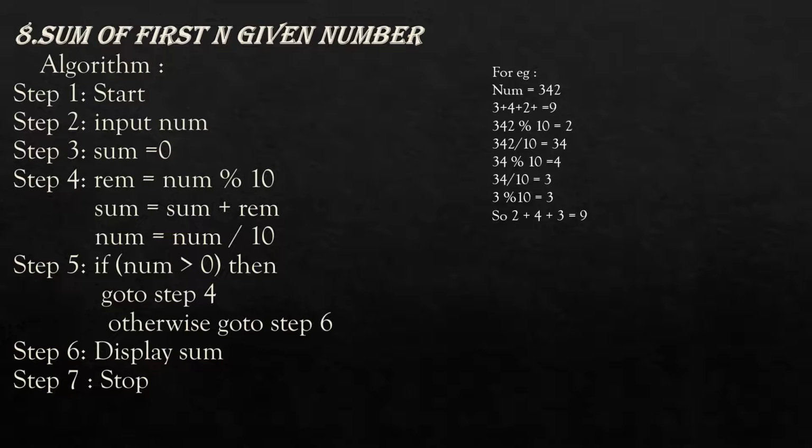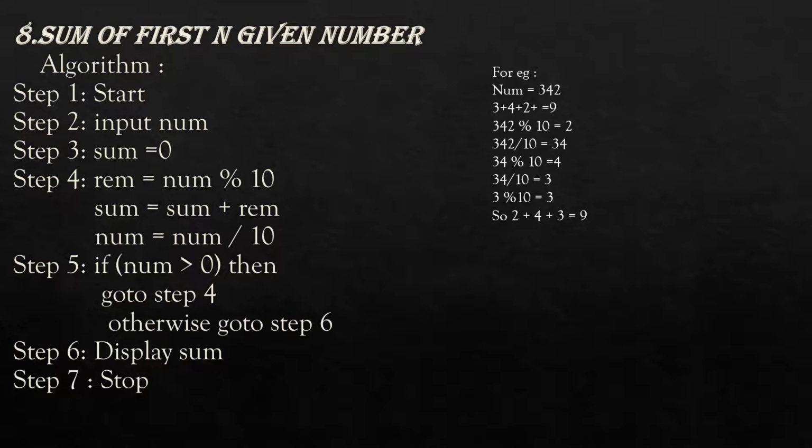Now remainder equals num mod 10. 34 mod 10 is 4. Now 4 will be stored in remainder. Now sum equals sum plus remainder. What is sum? Sum is 2. 2 plus remainder 4, 2 plus 4 is 6. 6 will be stored in the sum variable.